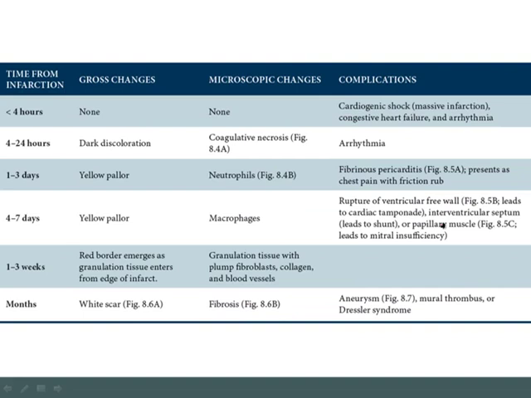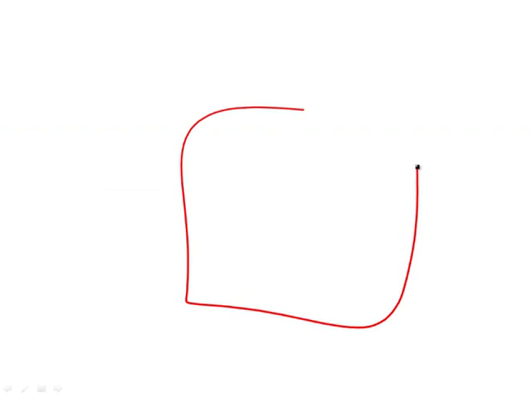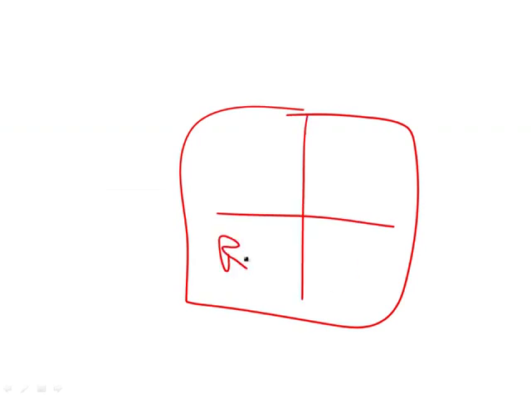Another complication of rupture would be to rupture the interventricular septum, leading to a shunt. So again, if this is your 4 chambers of the heart, and this is the right ventricle and left ventricle, and you've got an infarction here, if this ruptures, you're now going to create an opening between the right and left ventricle, and that could result in shunting of blood from the left ventricle to the right ventricle.